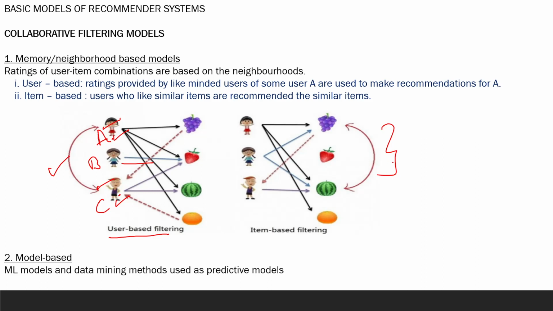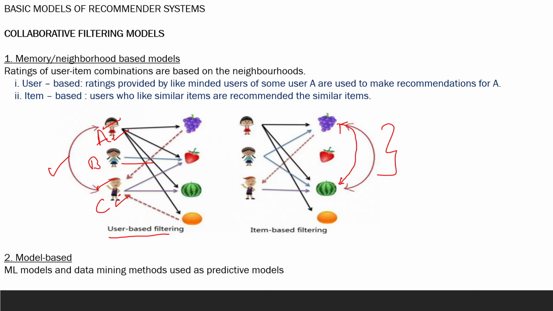Now we come to item-based filtering. Here we see again the same interconnection, the same arrows and all that kind of stuff. Everything is the same as the previous diagram. So here the algorithm has somehow established that grapes and watermelon are similar to each other. Maybe they're similar in terms of nutritional content. Both of them probably have similar nutritional content, but the algorithm has established that they are similar.